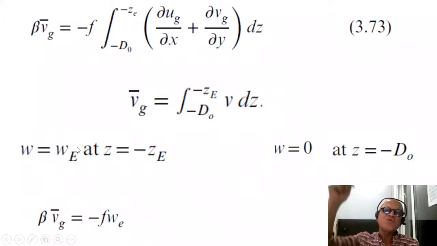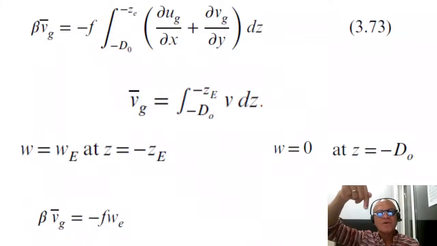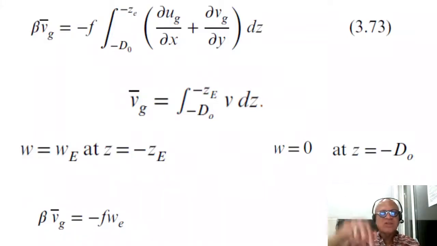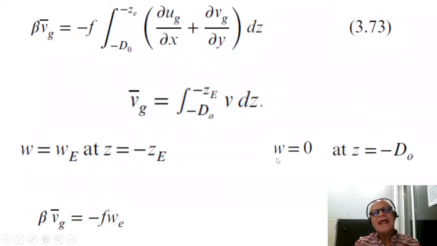W is we at ze. That's the Ekman pumping coming in from the top, wind stress curl giving you we, and that's at ze, and at the level of no motion at some depth, which is not very well defined obviously, we assume that W is 0. That's where the pressure gradient is 0, geostrophic currents are 0, and there is no vertical motion as well. So that basically gives us beta v bar g, which is the meridional transport, equals minus f we.